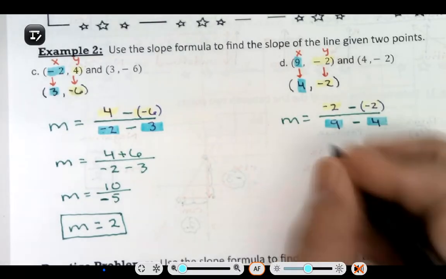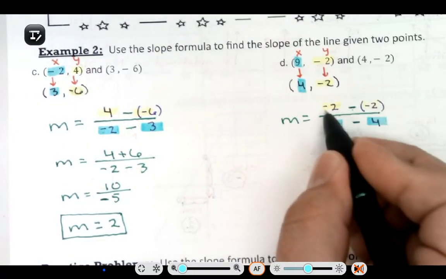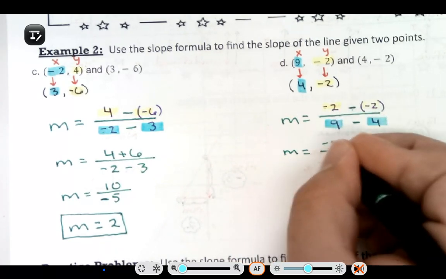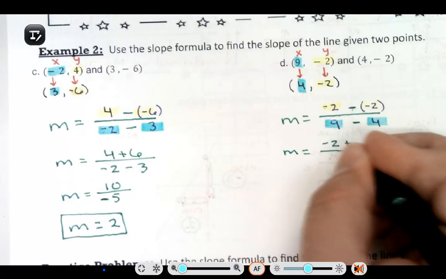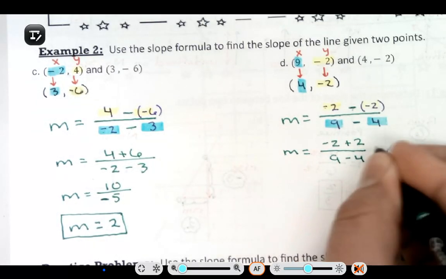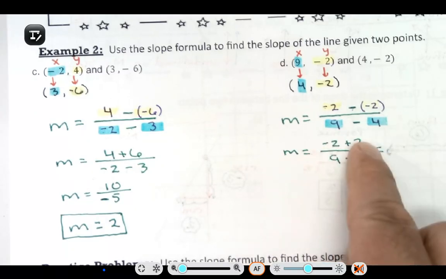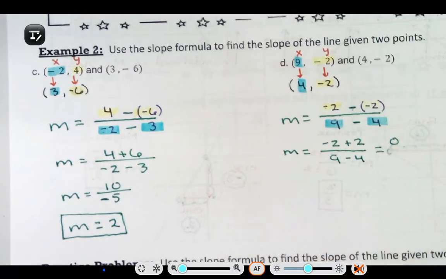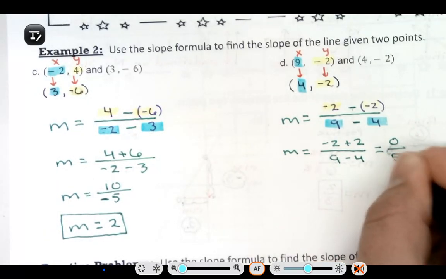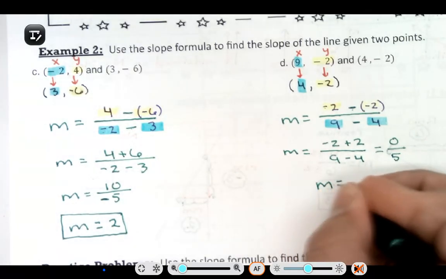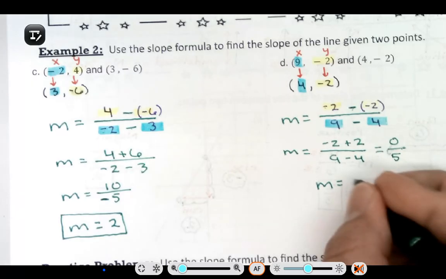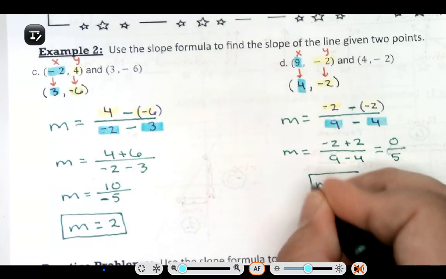Now look, again, we have a double negative. No, you don't change that one. In fact, let me just rewrite it. Look at the top, -2, but a negative becomes +2. And then at the bottom, you still have 9 minus 4. Here we go. -2 plus 2 is actually 0, and that's okay. Write it down, 0. 9 minus 4 is 5. And now, what's 0 divided by 5? If you think about it, what's 0 divided by anything? 0. And that's my slope.